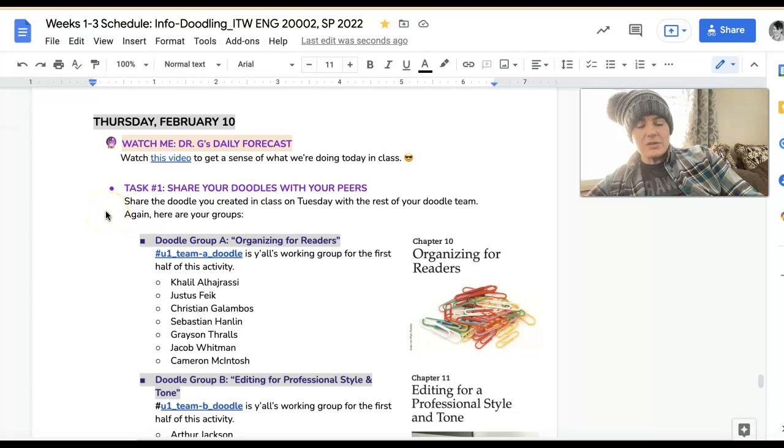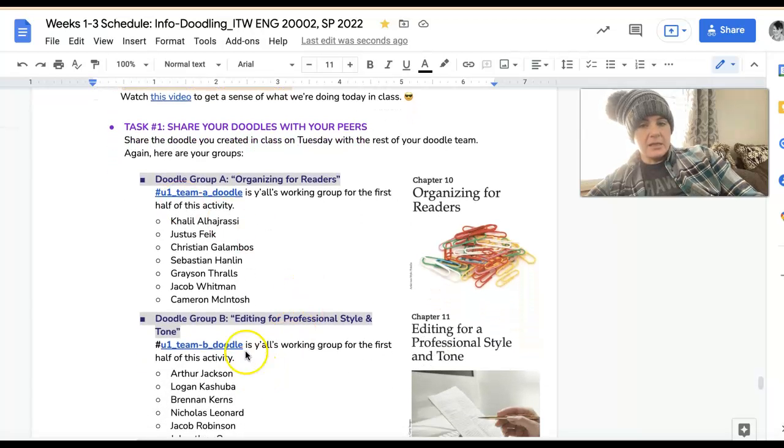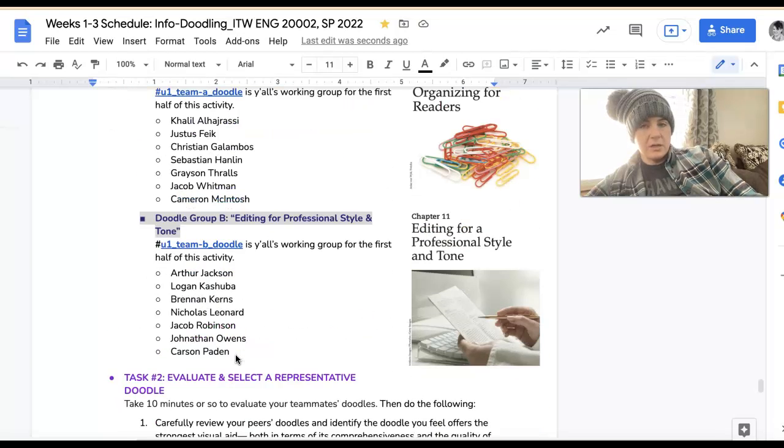Hey folks, it is Thursday, February 10th, and here is what we are going to do today. So the first task is to share your doodles with your peers. All right. And again, here are your teams, so everyone's doodles should be in there.